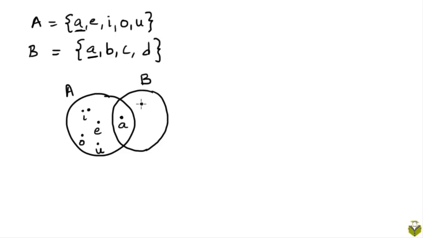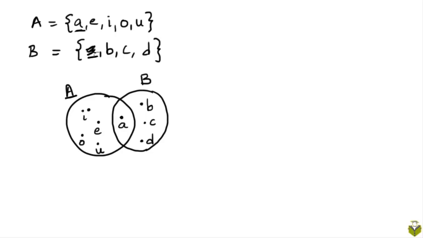The other elements B, C and D lie outside the set capital A, and so they are present outside the circle representing A, but of course within the circle representing B.